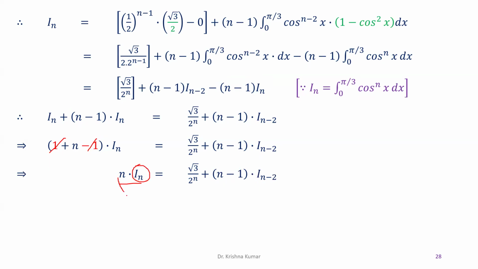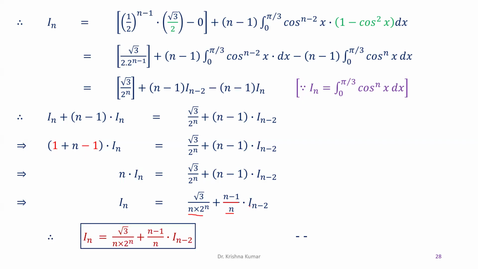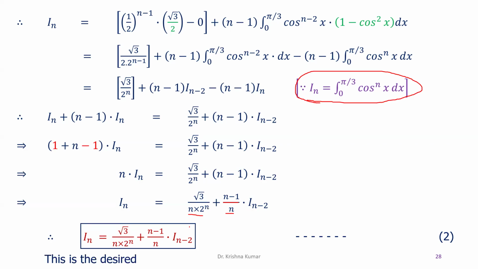So we have to divide the whole equation by n. So we have root 3 upon 2 to the power n into n plus n minus 1 upon n into In minus 2. So this is the desired reduction formula for the given integration. In is equal to the integration under the limit 0 to pi by 3 of cos to the power nx dx.